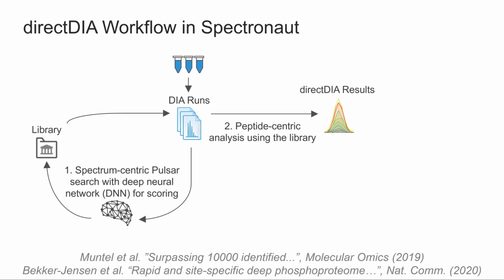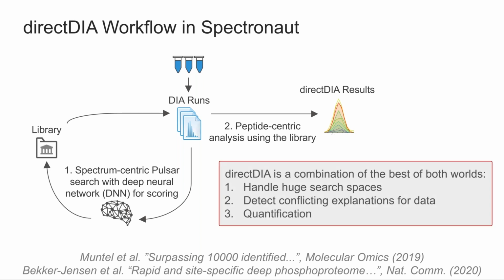Now this is essentially a combination of the best of both worlds. And this approach can handle huge search spaces, such as, for instance, phosphoproteomics. It can also detect conflicting explanations for data. And it's also a workflow that provides high quality quantification because of the second step and the targeted analysis in the second step.